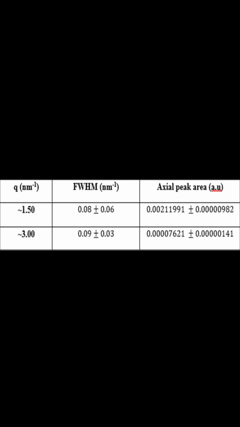On the other hand, the values for peak area are about 2.1 times 10 to the power of negative 3 and 7.6 times 10 to the power of negative 5 for Q 1.5 per nanometer and 3.0 per nanometer respectively.